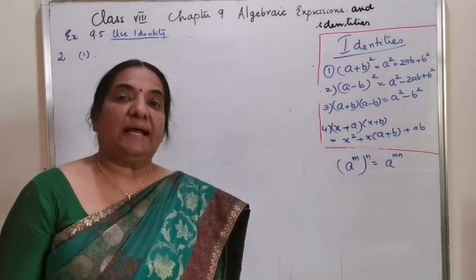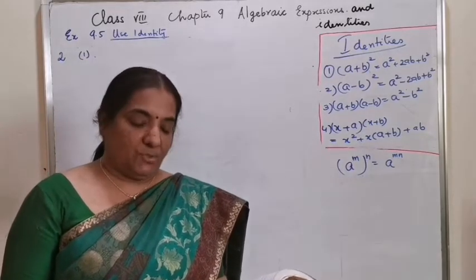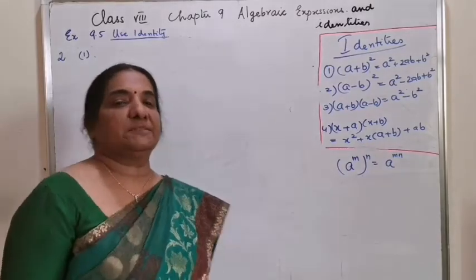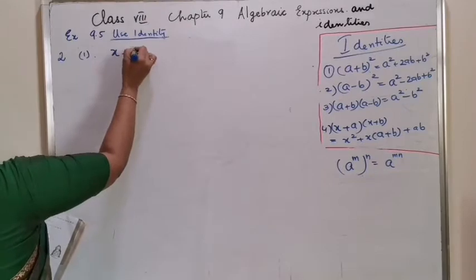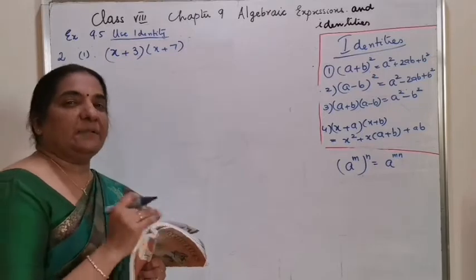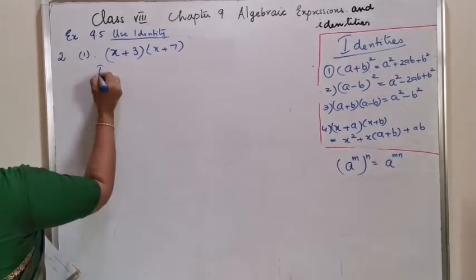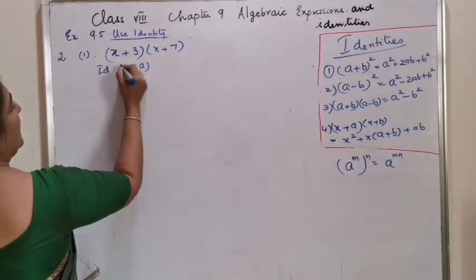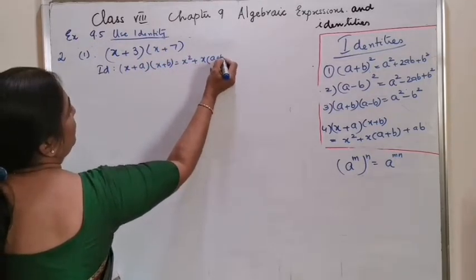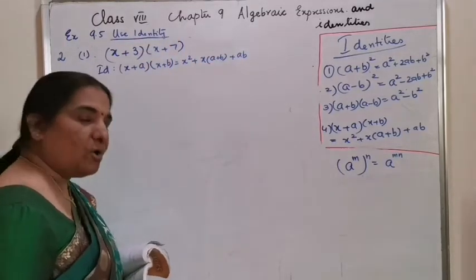Question number 2. Use the identity (x plus a) into (x plus b) is equal to x square plus x into (a plus b) plus ab to find the following products. x plus 3 into x plus 7. The first question, x plus 3 into x plus 7. Now see, like we did in the previous problem, in all the questions you write the identity. The identity is (x plus a) into (x plus b) is equal to x square plus x into (a plus b) plus ab.